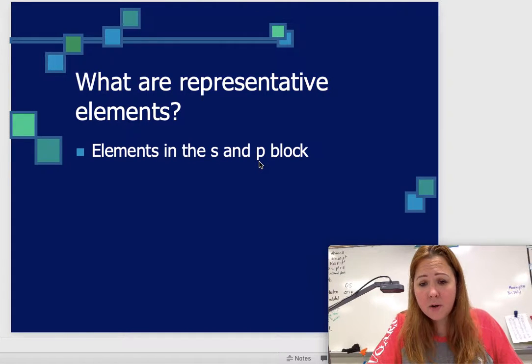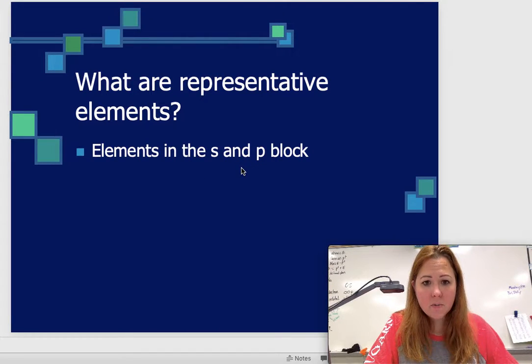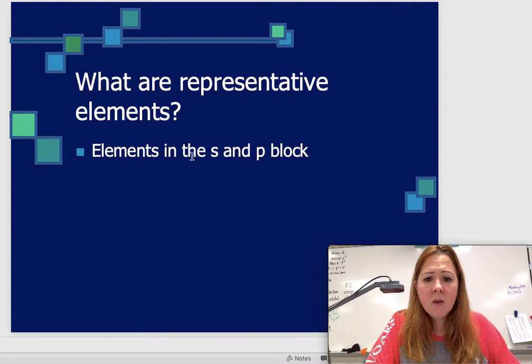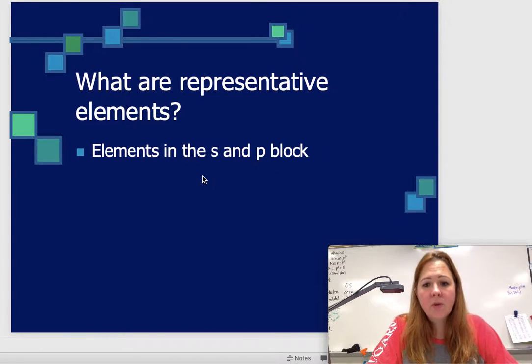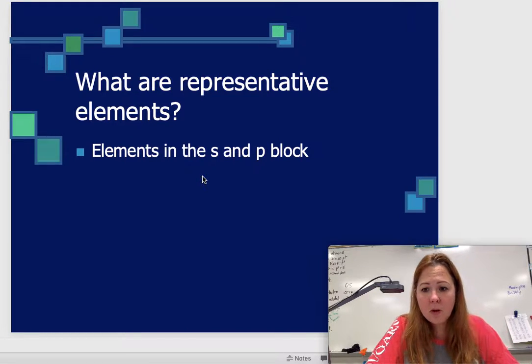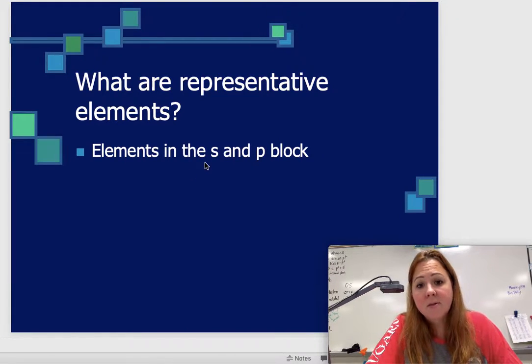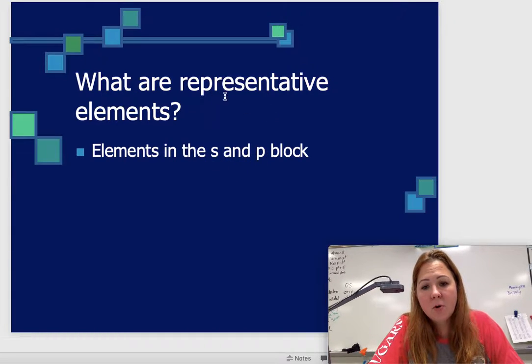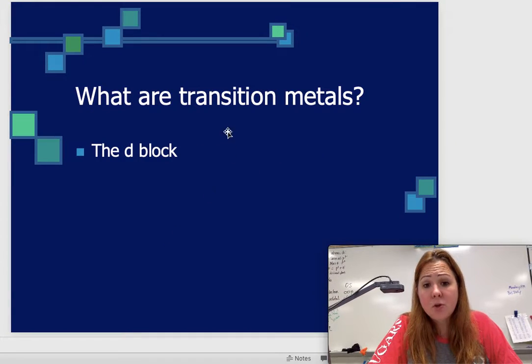So looking at your representative elements, these are the elements in the S block and the P block on the periodic table. These have a set number, usually, of valence electrons, and with the set number of valence electrons, they give us a set naming rule that we're going to use when we are looking at those elements themselves. So the S block and the P block are called representative elements.